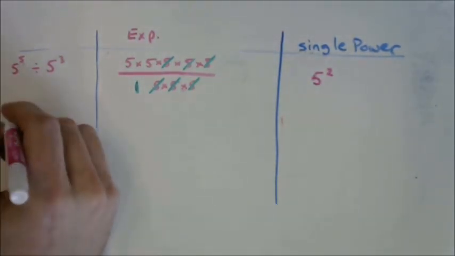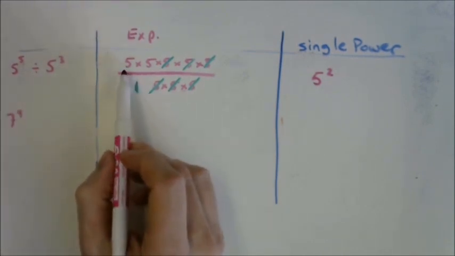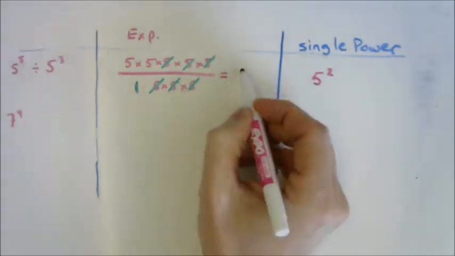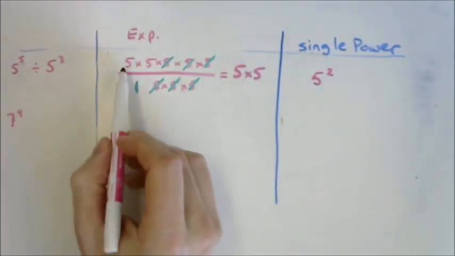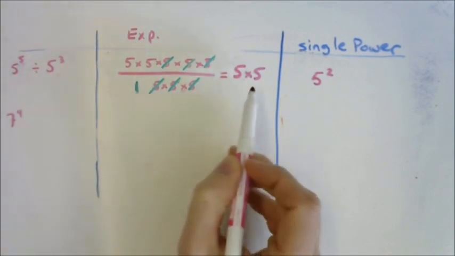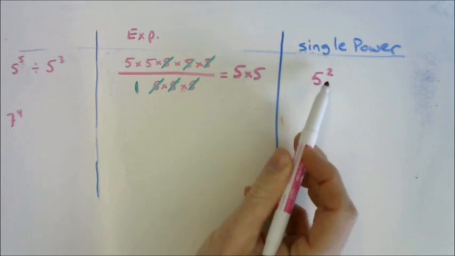Do one more with you. In the numerator, we have 5 times 5 over 1. What does 1 mean? It means 1s, so you have 5 times 5 ones. So you have 5 times 5, which is 25, or 5 squared.